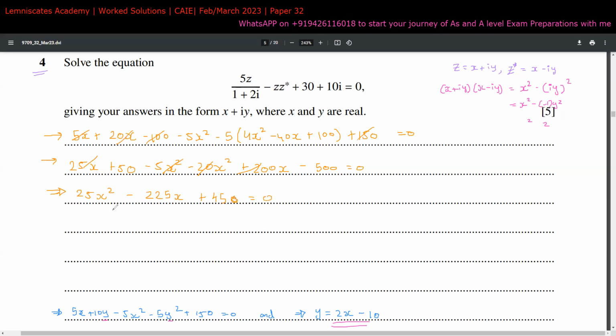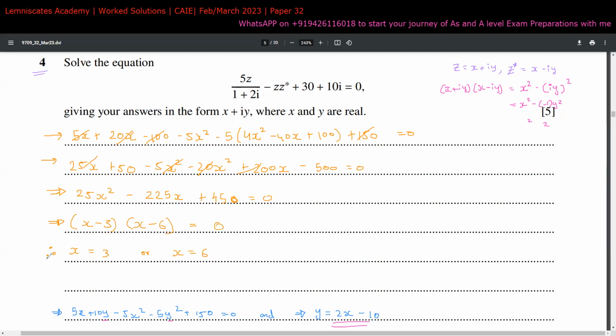Now you can maybe take the common factor out, but I'll be simply using my calculator to get the roots of this equation. So 25 is the value of A, minus 225 is B, 450 is C. So the values of x I'm getting are 3 and 6. x is equal to 3 or x is equal to 6. This also implies that the factors are going to be x minus 3, x minus 6 is equal to 0. So these are the values of x.